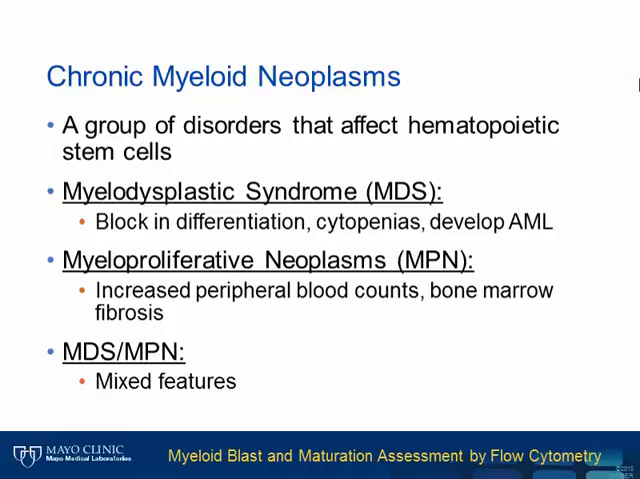Chronic myeloid neoplasms are a group of disorders that affect hematopoietic stem cells and are more frequent in adults and older patients. They can be broadly divided into myelodysplastic syndrome or MDS, myeloproliferative neoplasms or MPN, and neoplasms with mixed dysplastic and proliferative features or MDS/MPN. MDS is characterized by block in differentiation of hematopoietic precursors, leading to cytopenias and propensity to develop acute myeloid leukemia. Myeloproliferative neoplasms usually have increased peripheral blood counts with hypercellular marrow and marrow fibrosis.